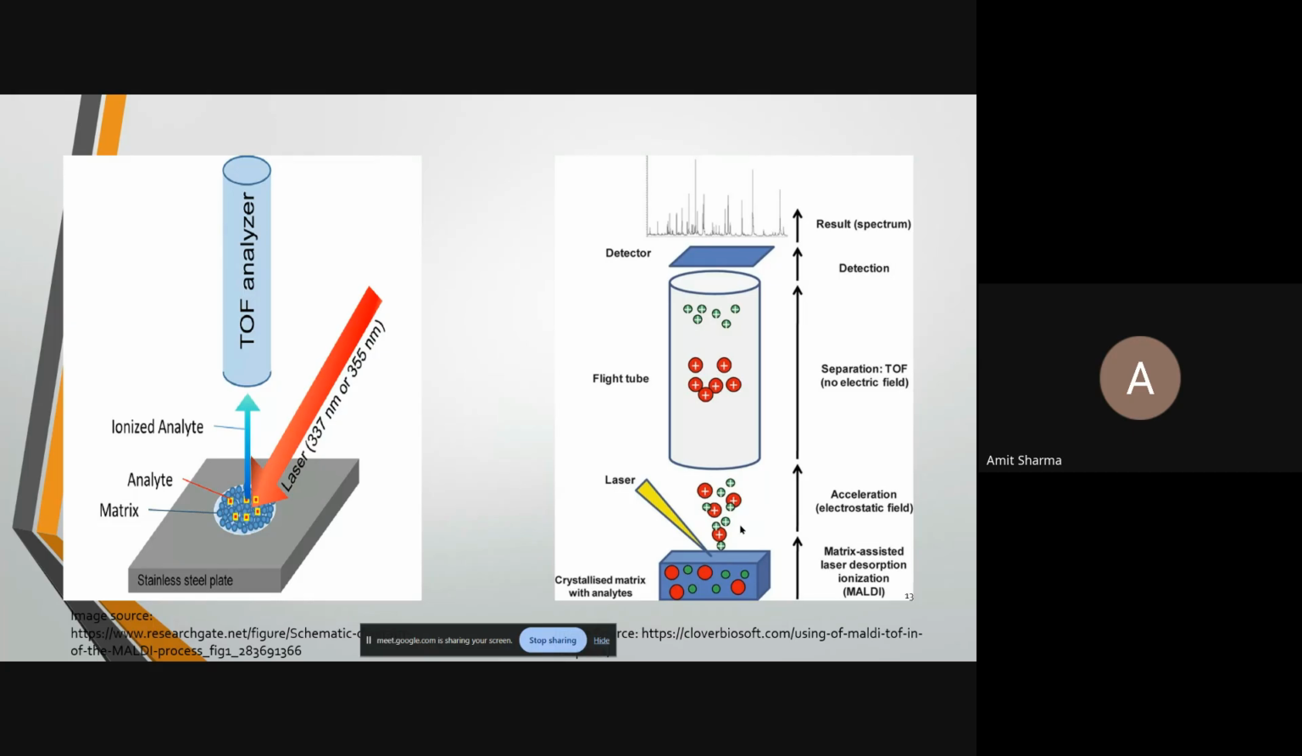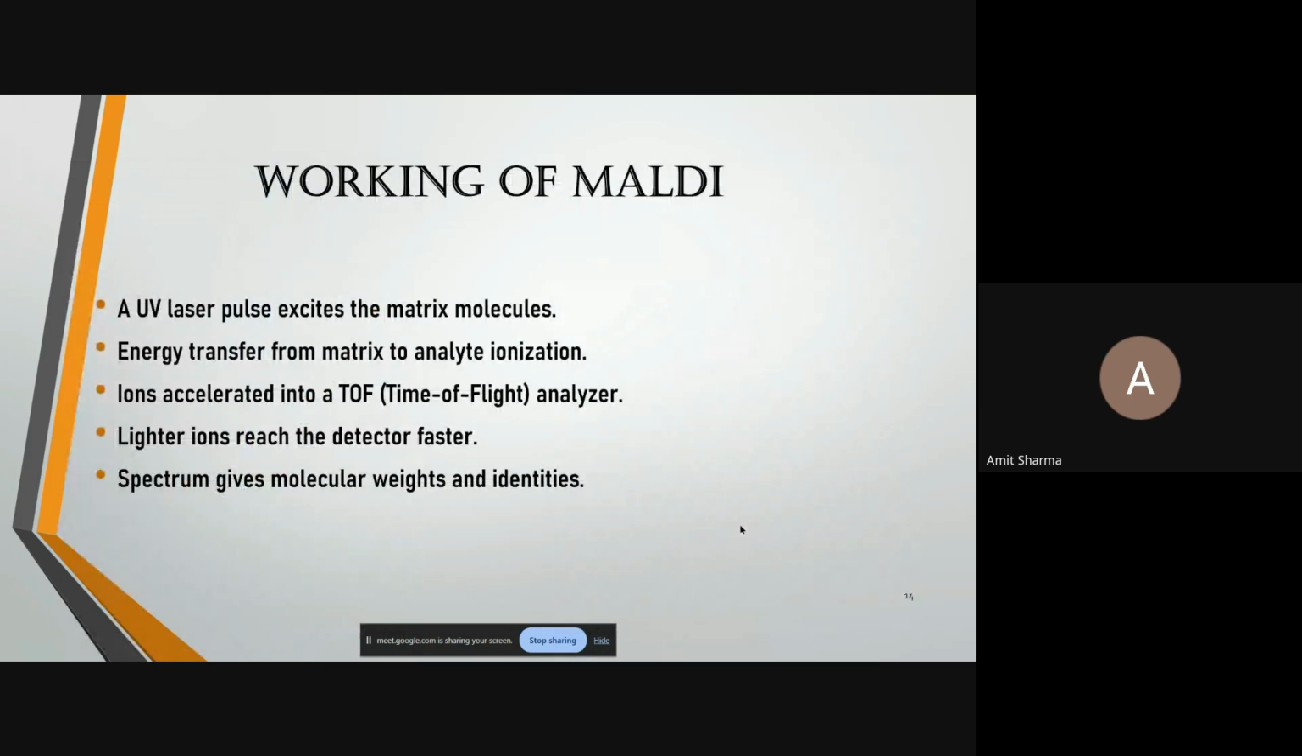So when the matrix and sample is converted into ions, it is converted due to the translation energy, and it further leads into two possible processes. One process is protonation, where the H+ ion is transferred from the matrix to the sample, and the other process is deprotonation, where the H+ ion is removed from the sample. And in MALDI, it only produces singly charged ions. So this is the working of the MALDI.